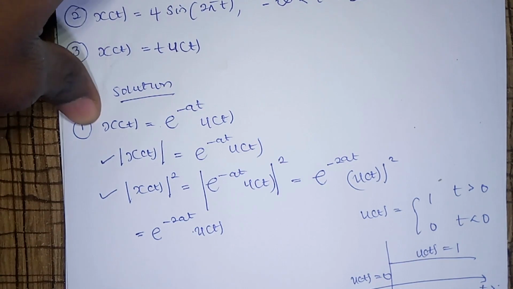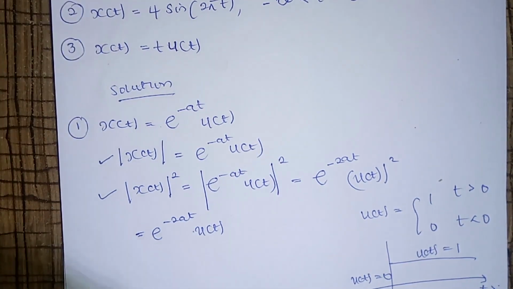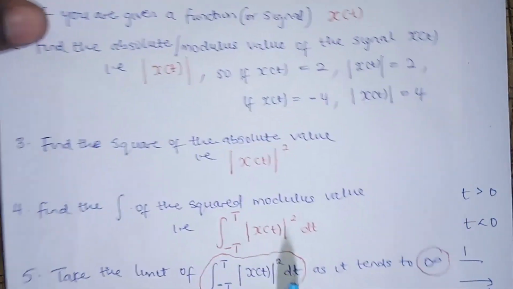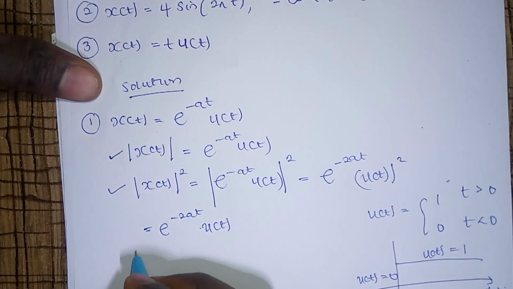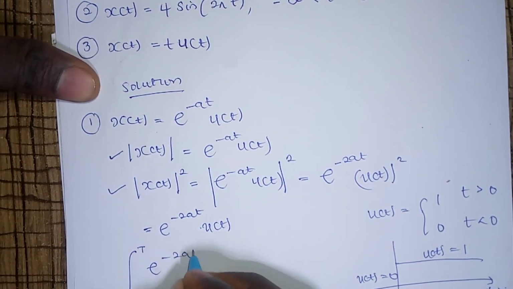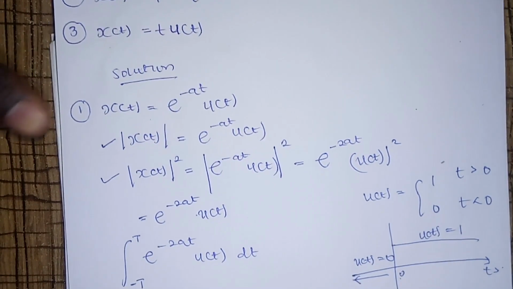The question asks us to what? The next thing is to find the integration, as we know in the steps, because we've concluded for this squared. Now we need to take the integration. So let's take the integration of this. Integration from negative t to t, e to the negative 2at, u of t. Now, don't forget dt whenever you're taking integration.